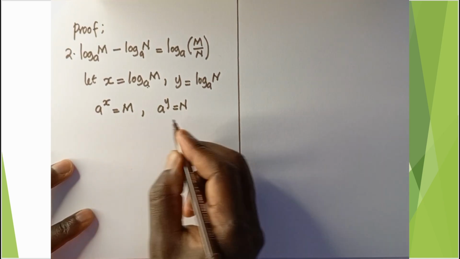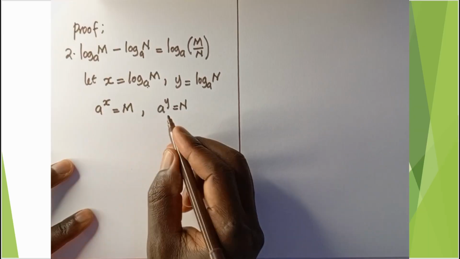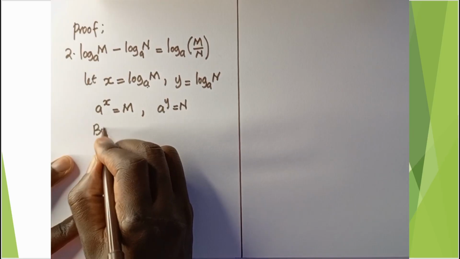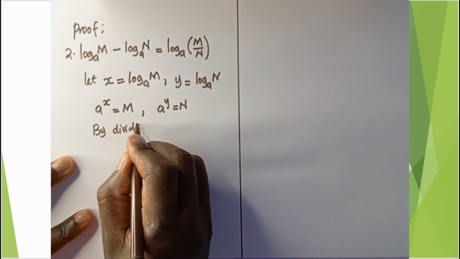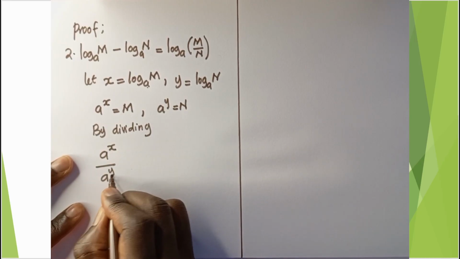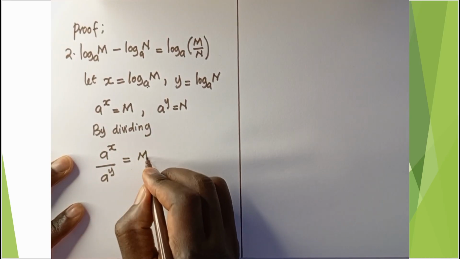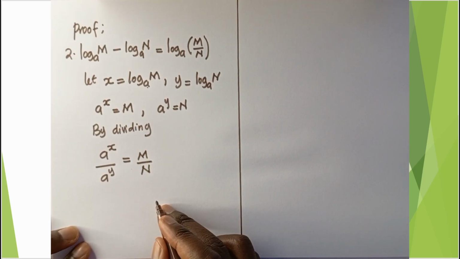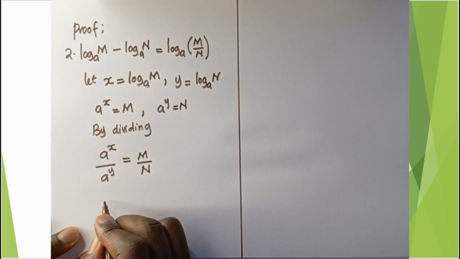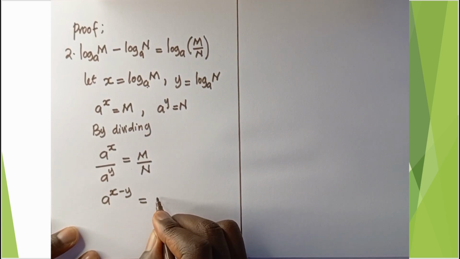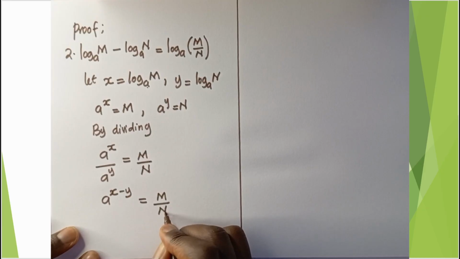So now if you look at this, if we divide a to the power x by a to the power y, dividing, we have a to the power x over a to the power y is actually equal to m over n. Now, we know very well that when dividing the same bases, we subtract the powers. So this can be written as a to the power x minus y is actually m over n.